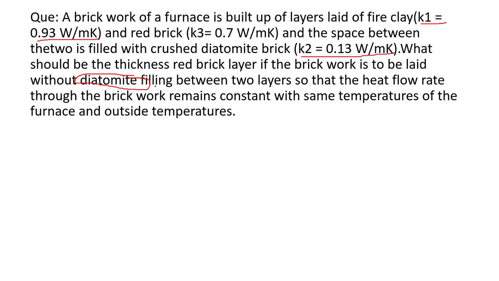So here in the first case we used diatomite, and in the second case we have to find the thickness of red brick if we do not want to use diatomite between two layers, so that the heat flow rate through the brickwork remains constant. Here in both cases heat flow rate Q is constant with the same temperature of furnace and outside temperature. So T1 and T2, inside and outside temperature, are the same.